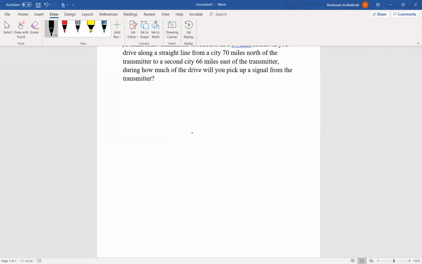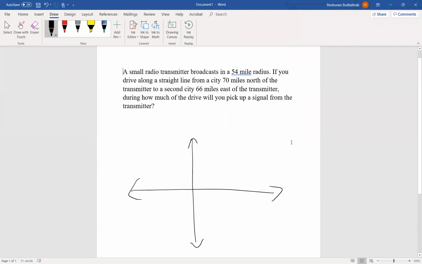Because it's an east-west, north-south direction, let's assume that the transmitter is somewhere here, which is the origin for that coordinate system. And according to this problem, the transmitter broadcasts in a 54-mile radius. So we can draw a circle with 54 miles radius.